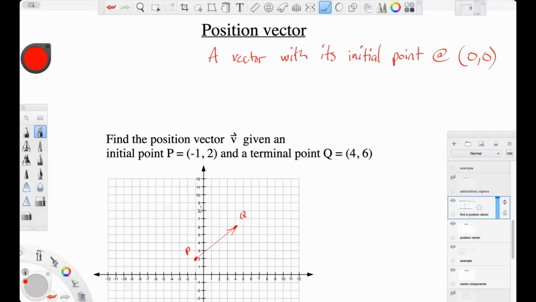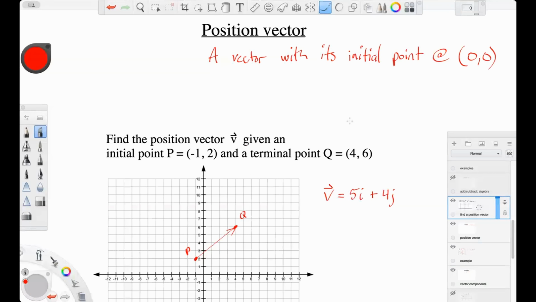Now, in order to make this a position vector, we're just going to say vector v is equal to, and we want to find the i component and the j component. So we can do this one of two ways. We can either just count, so we can go over to the right 1, 2, 3, 4, 5. So 5i. And then count up to Q, so up 1, 2, 3, 4. So that went up, so positive 4j, and there we go. There's the position vector, 5i plus 4j. So we could do it that way.